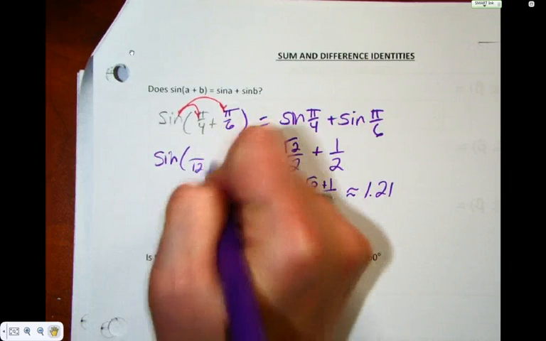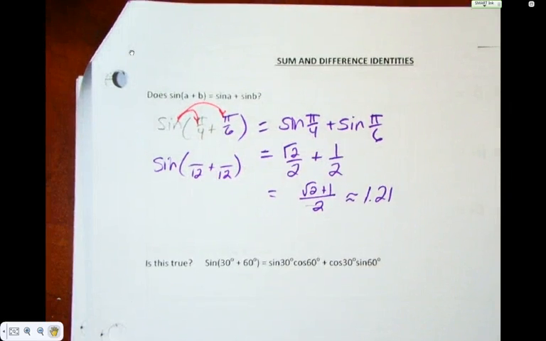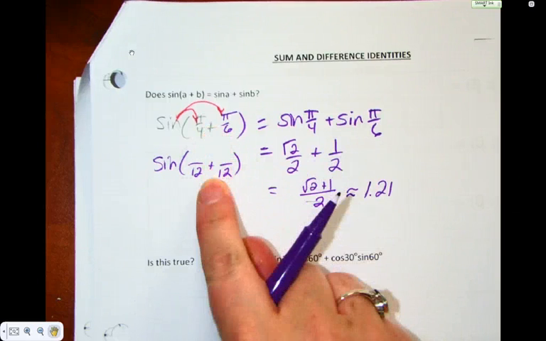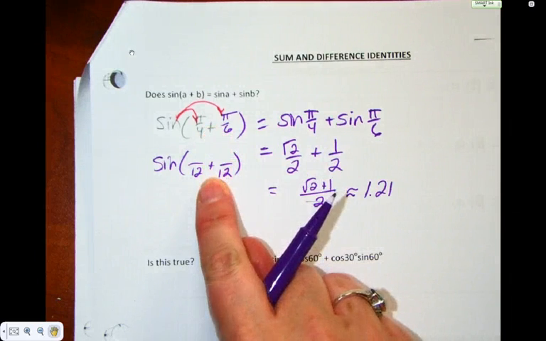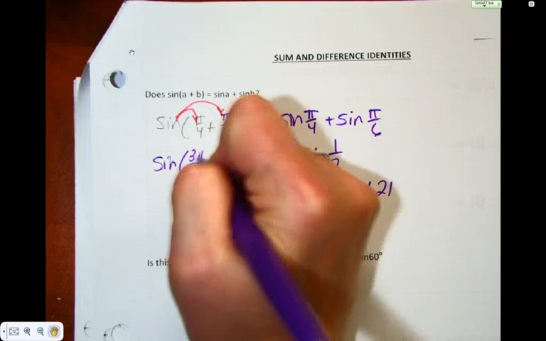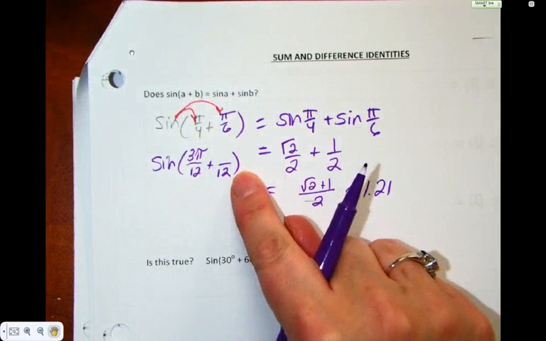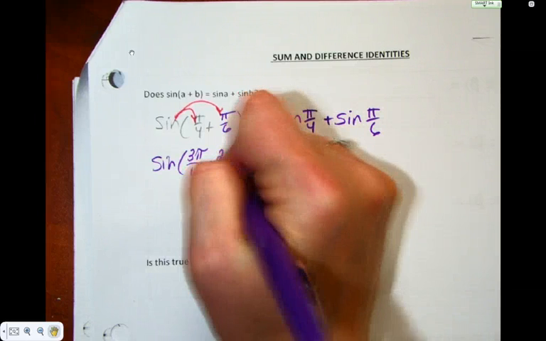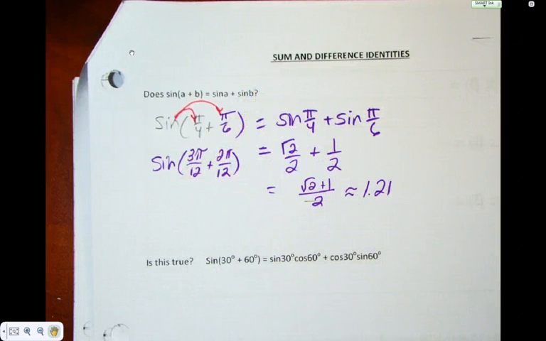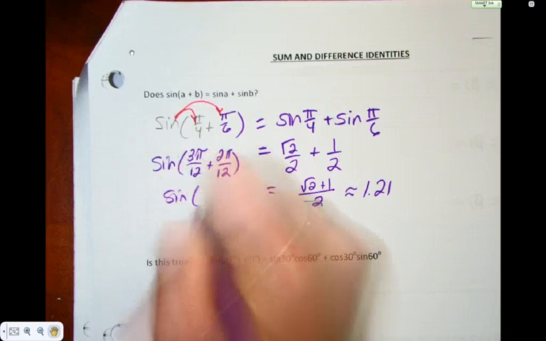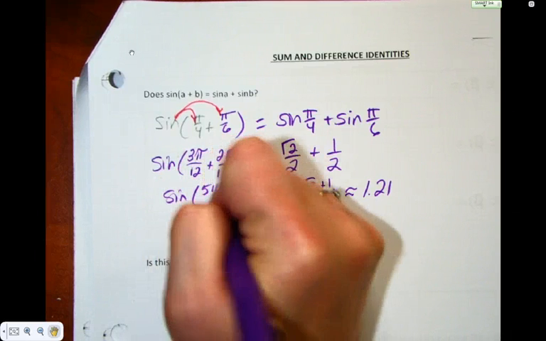12. How do we turn 4 into 12? What do we multiply by? So pi times 3 is 3 pi. And how do we turn 6 into 12? Times 2, so 2 pi on the top. And then we just add them together, which gives us 5 pi on 12.